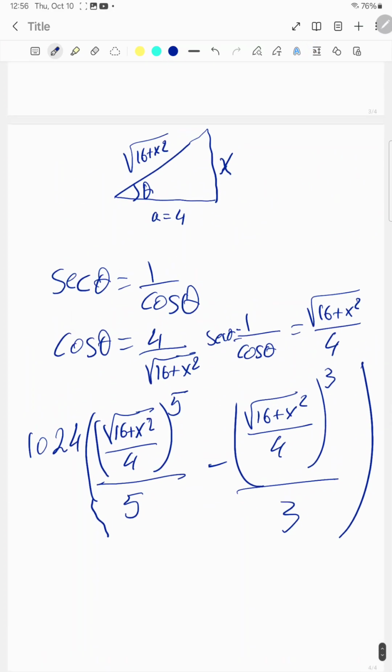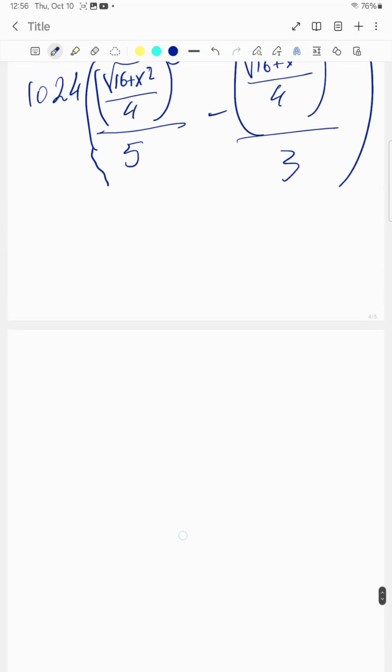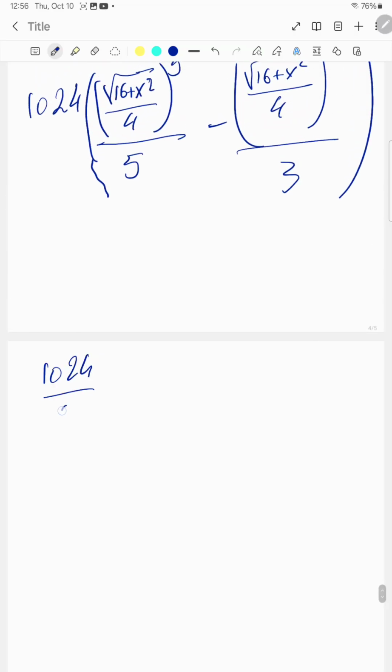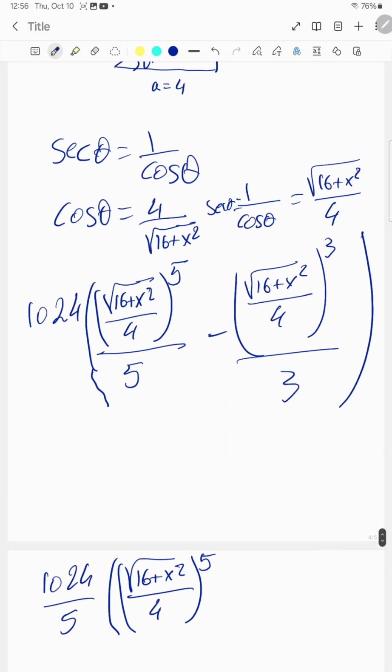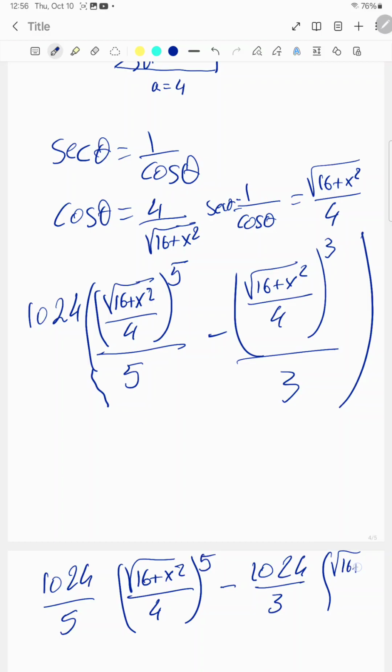So my final solution becomes 1024 divided by 5 multiplied by square root of 16 plus x squared divided by 4, all that to the power of 5. I will take out the parentheses, I will multiply it directly, minus 1024 divided by 3 multiplied by square root of 16 plus x squared divided by 4 to the power of 3. And that, plus c. That's the final answer.